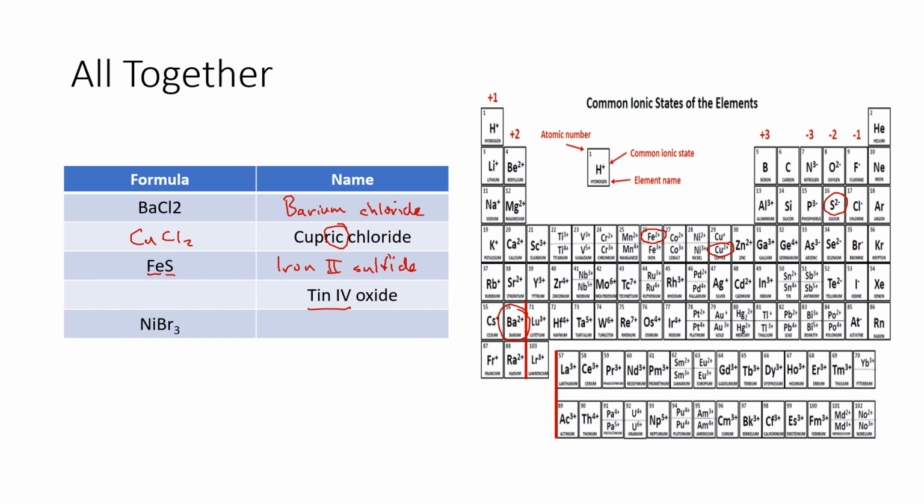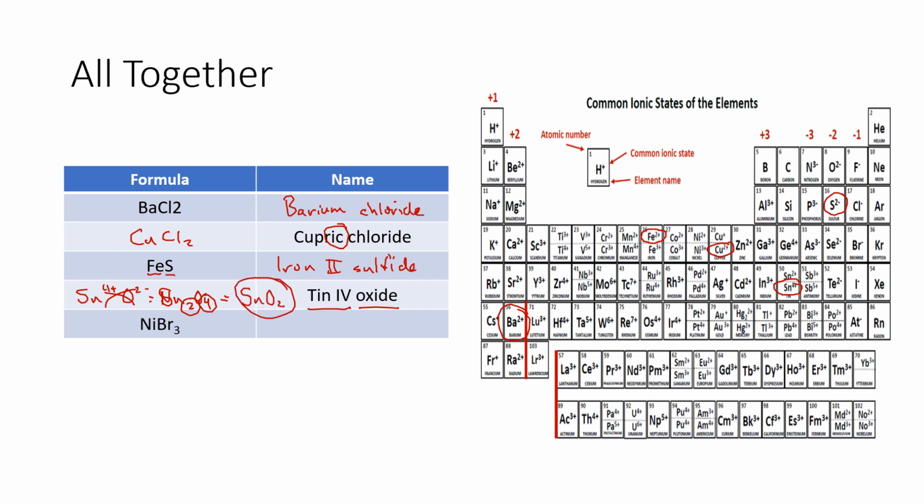Here we have tin 4 oxide. So tin is over here, Sn, and we're using the 4 one. So we got Sn is 4 plus, and oxygen is 2 minus. So if we do our crisscross for that, we'll end up with Sn2O4. But that can be reduced. So our final answer is going to be SnO2.